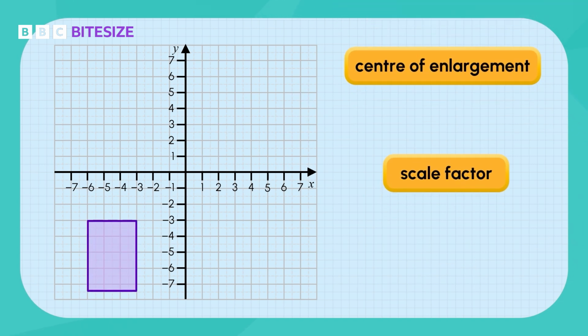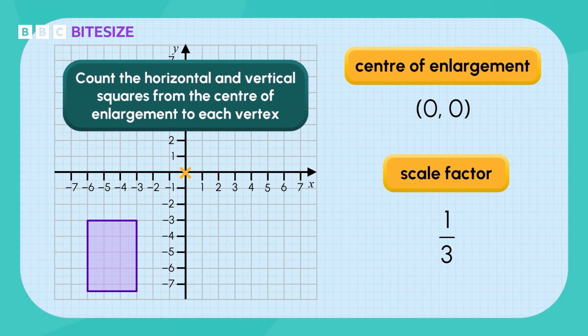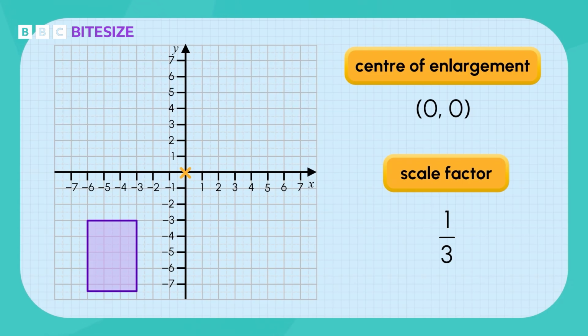Let's draw an enlargement with a scale factor of 1/3 and a centre of enlargement at the origin. First, count the number of horizontal and vertical squares from the centre of enlargement to each vertex. Remember, a vertex is a corner where two sides meet. This vertex is 6 squares to the left and 3 squares down from the origin.